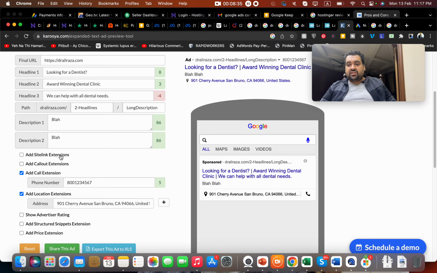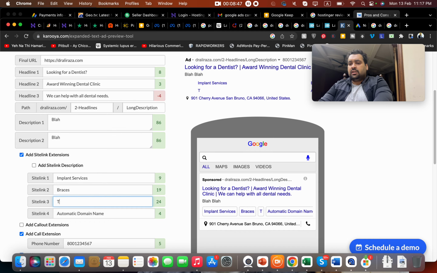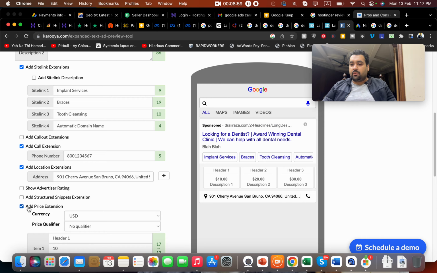And sitelink extensions are good too, in case you are providing other services, like braces, tooth cleaning, or something like this. Yes, a sitelink extension can also be a good addition. So these three extensions are good. And if you are running a deal or promotion, you can also add a price extension, but only if you are running a specific deal, like a limited-time deal on braces, or if you have added new technology or are selling other dental items. Again, this is optional.